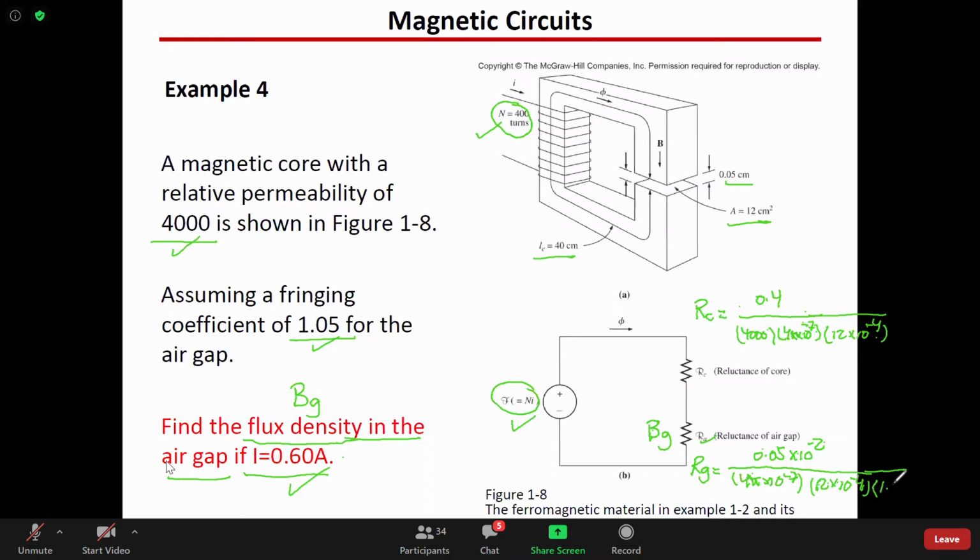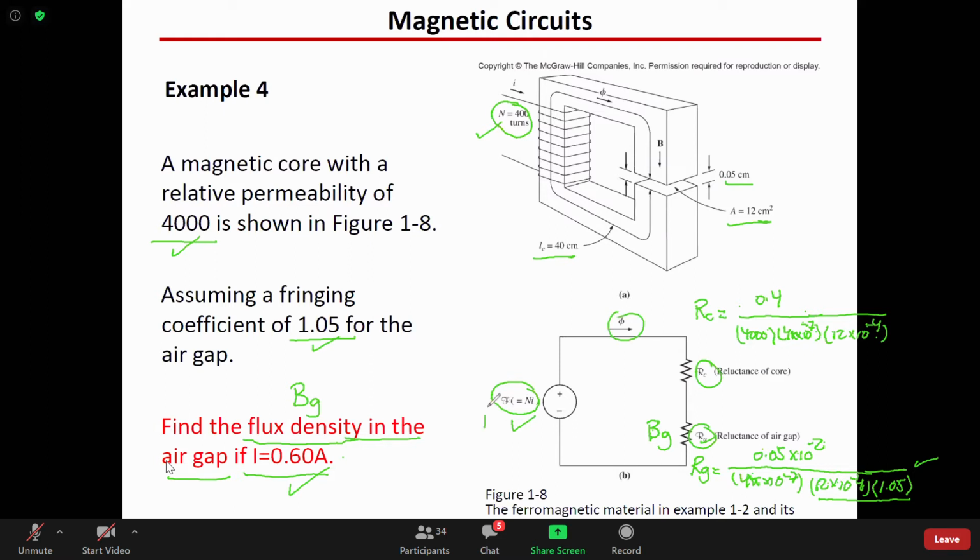Good point. The effective area for the air gap will be this, because we have this fringing coefficient, 1.05. So every time you use the area of the air gap, you need to multiply by 1.05. And this is correct, yes. Do we have mu_R, relative permeability, for this air gap? No, it's 1. So there is no need to include mu_R. So we have this, we have this, and we have this. What can we find? Yes, that's correct. We can find the flux, which is similar to the previous example.